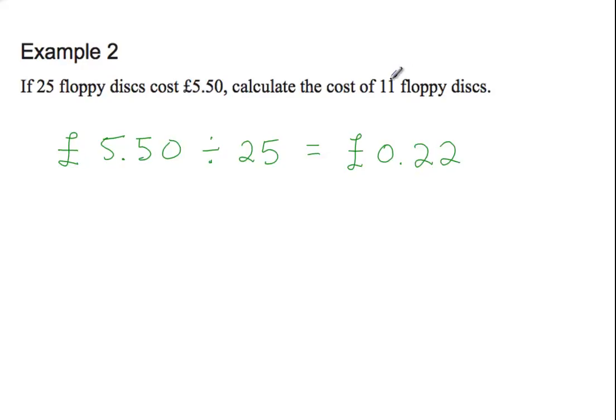And so now if we want to figure out, well, how much is the total for 11 floppy disks, we're going to take the price of one floppy disk. Okay, so that's 22p, or 0.22 pounds, and multiply it by however many we want. That's 11. And so we're going to do 0.22 times 11 on our calculator and come up with 2 pounds 42. So if we were to buy 11 floppy disks, our total would be £2.42.